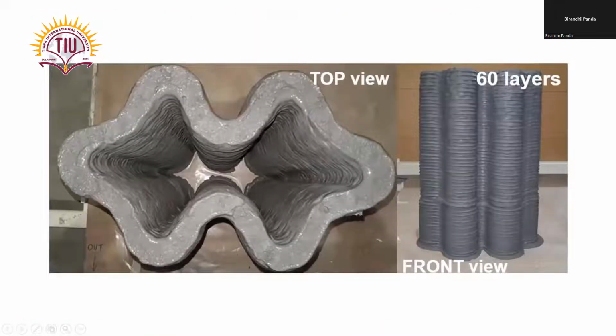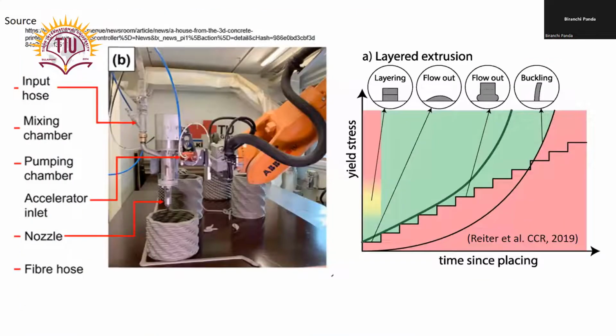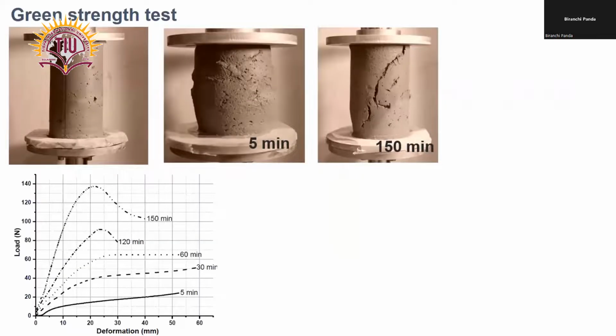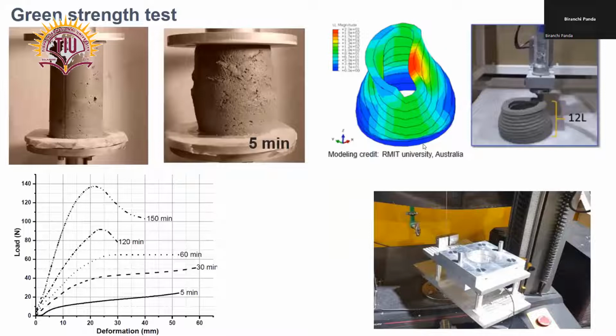So sometimes we play with different designs to see how far we can print with our new materials, and sometimes we also try some overhanging features. Again, we have done some green strain measurement tests to quantify the printability. With the help of some direct shear tests, we have done testing to quantify the printability, and we have done some modeling work with the help of some RMIT University students. So now we can model the printability in a more appropriate way.